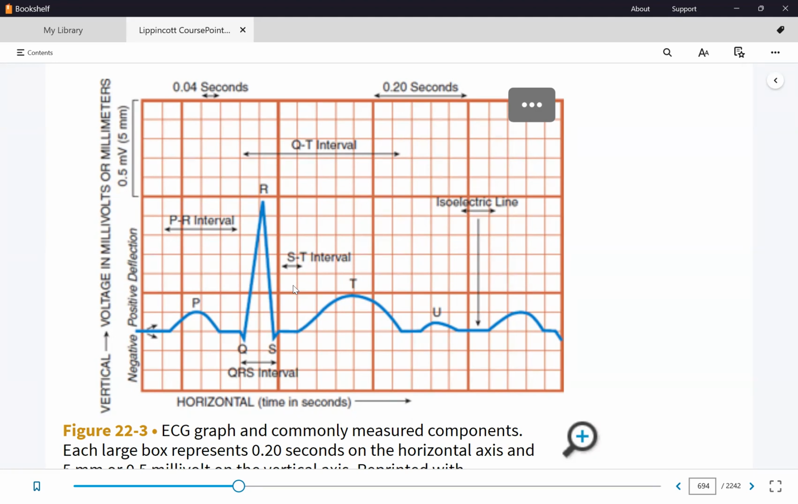We'll need this later when we count the heart rate. Okay, so keep those facts in your head first. Again, how many small boxes? 1,500 in 1 minute. And how many big boxes? 300 big boxes in 1 minute. Yes, Mr. McNair? We need you to repeat that.